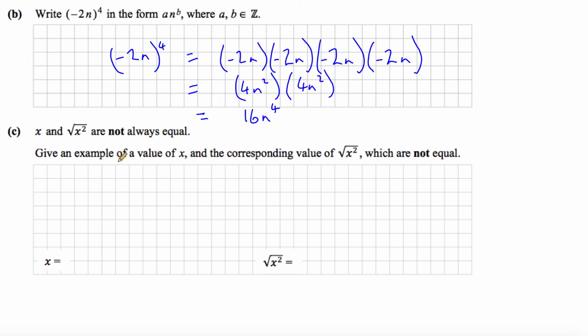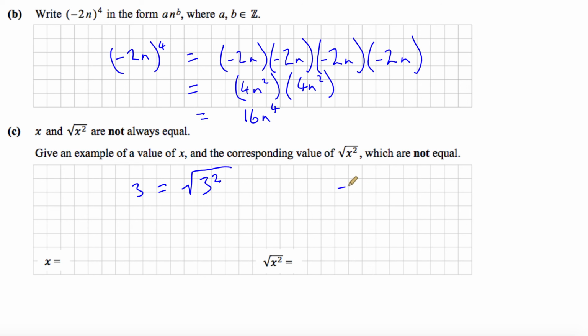Part C says x and the square root of x squared are not always equal. Give an example of a value of x and the corresponding value of the square root of x squared, which are not equal. Well, we know, for instance, that 3 would be equal to the square root of 3 squared. 3 squared is 9, and the square root of 9 is 3. So 3 is equal to the square root of 3 squared, so it works for the number 3.